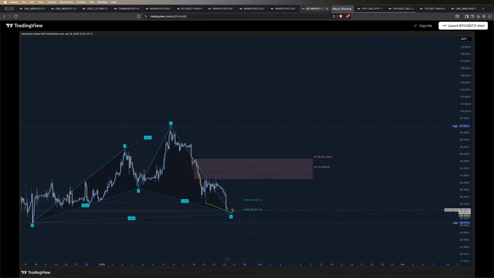If Bitcoin manages to break above the 0.618 from the previous high at 97,000 to the lows at the 86,000 region, if we manage to break higher, we have a pending Gartley, another pending larger formation on the daily. However, pay attention to these levels.